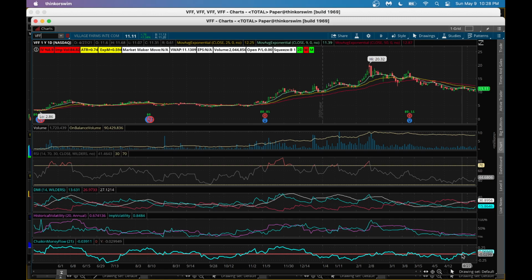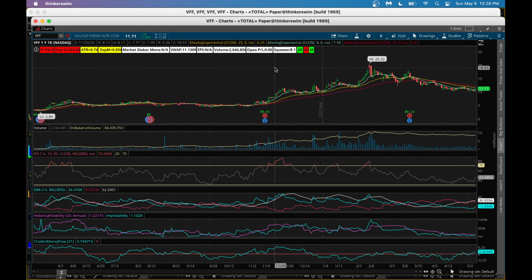And implied volatility, as you can see, is very low. IV percentile is very low. And if you look at DMI, the blue line here is showing a tick up a little bit, and the red line is a little bit here. Right now, it's showing a bearish indicator.